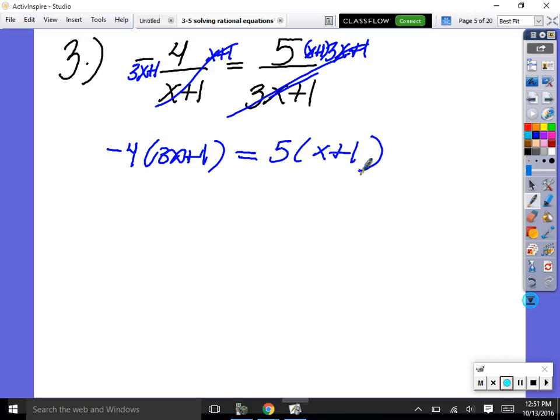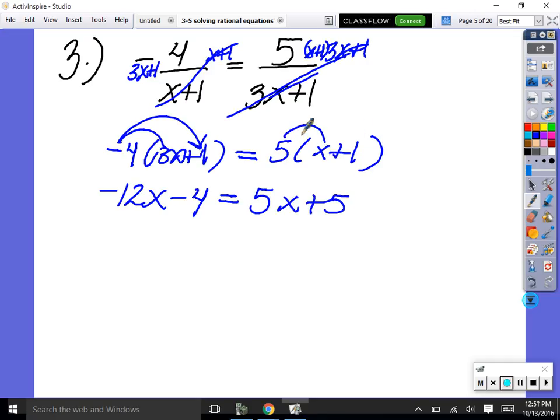Okay, so then we have this x plus 1. So aren't I going to multiply technically both sides by x plus 1? So don't those divide out? So we have it's equal to, and we've got to put parentheses here, so that's 5 times x plus 1. And now we can distribute. So negative 4 times 3x is negative 12x. Negative 4 times 1. So that's minus 4 is equal to 5x plus 5, right?